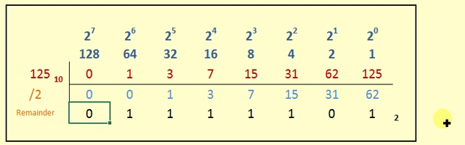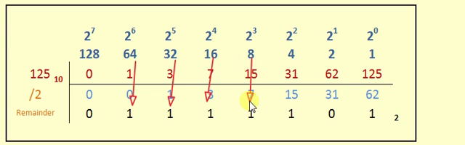So we should find that this number at the bottom is 125. You should be able to see that we've got 64, 32, 16, 8, 4, and we've got a 1. Now if we add all those up, then we will get 125.